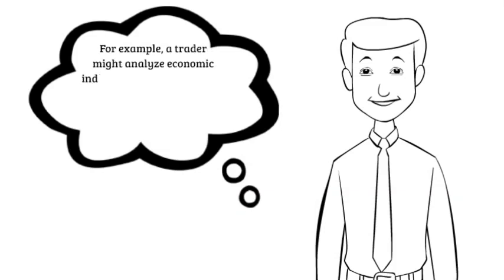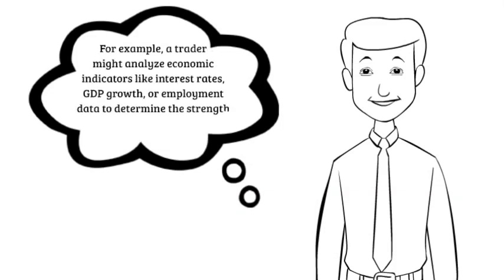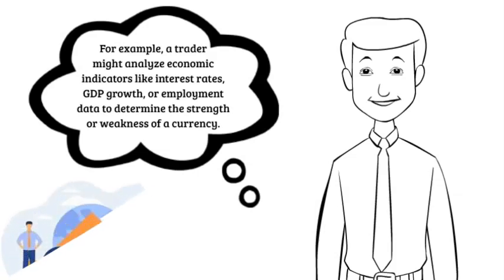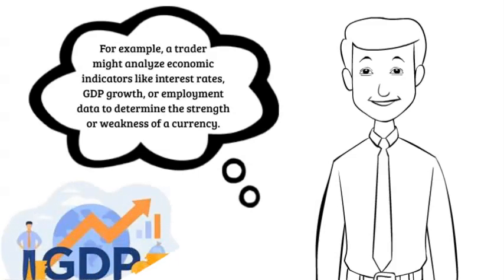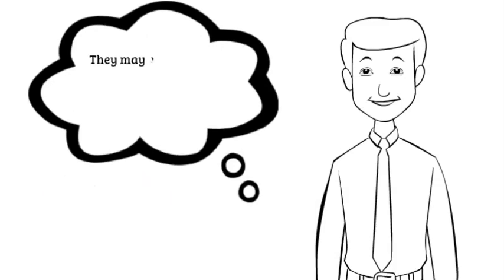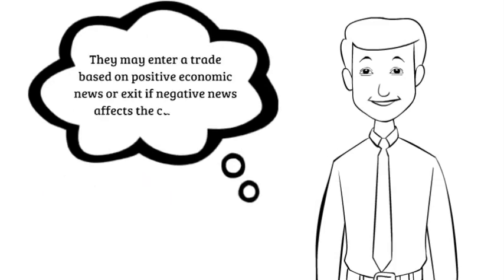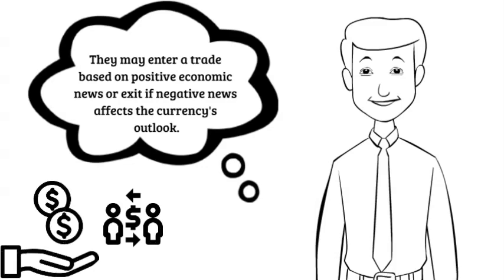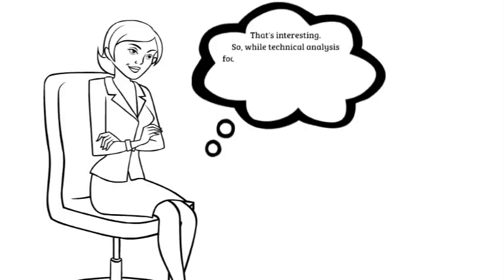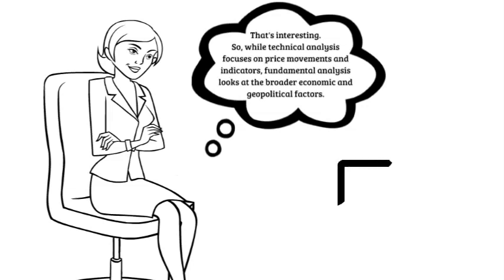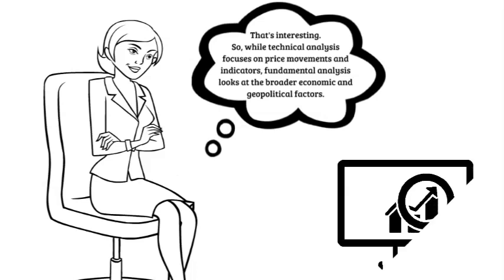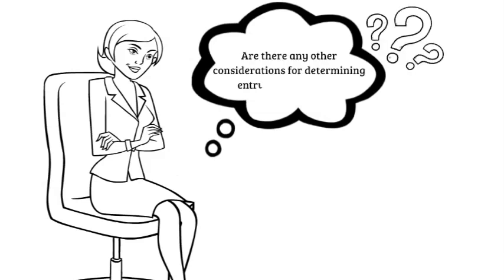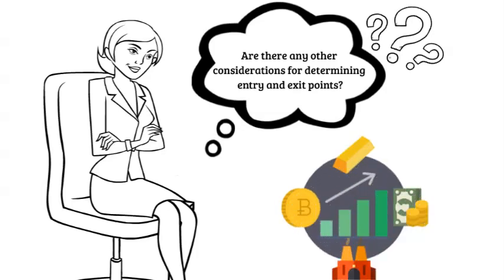For example, a trader might analyze economic indicators like interest rates, GDP growth, or employment data to determine the strength or weakness of a currency. They may enter a trade based on positive economic news or exit if negative news affects the currency's outlook. That's interesting. So, while technical analysis focuses on price movements and indicators, fundamental analysis looks at the broader economic and geopolitical factors. Are there any other considerations for determining entry and exit points?